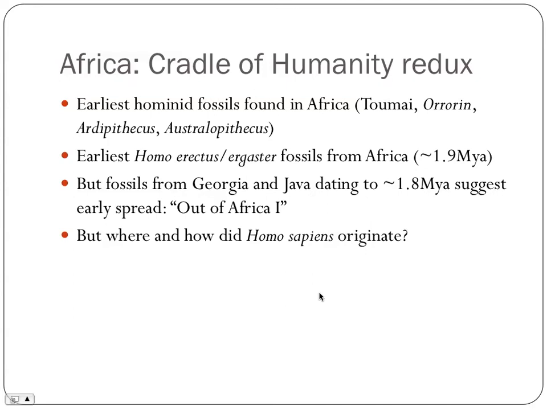The earliest Homo erectus fossils are in Africa. But one of the interesting findings is that shortly after that, we find Homo erectus fossils outside of Africa. So nobody disputes that Homo erectus left Africa very early on. And that's sometimes called out of Africa one, the first movement of our ancestors out of Africa.